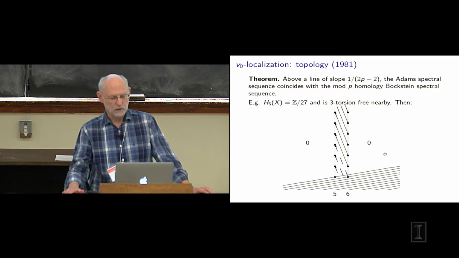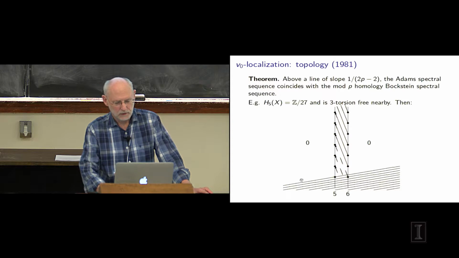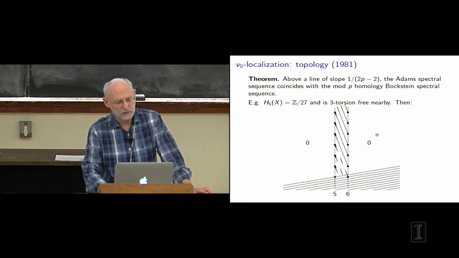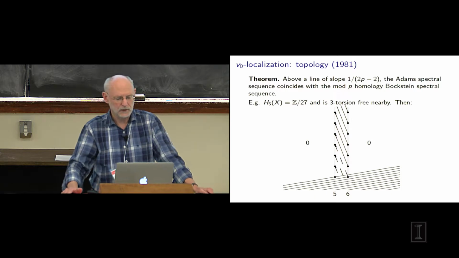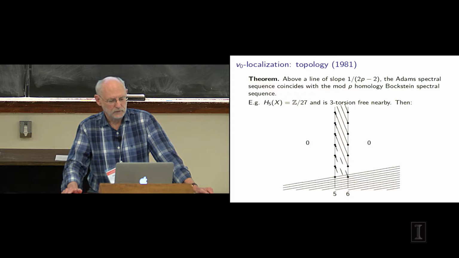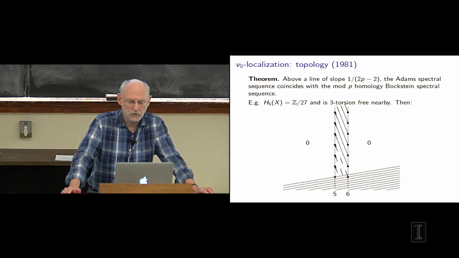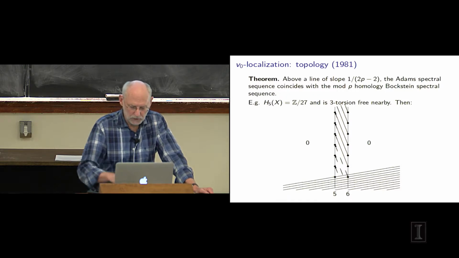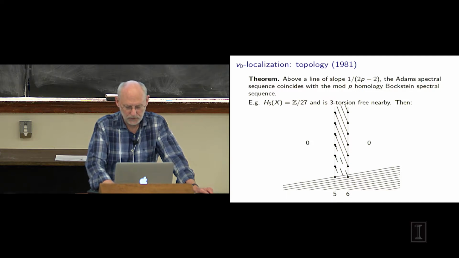So here's the picture. Above that line, this is slope 1/4 at the prime 3. If you have Z/27 in the integral homology of your spectrum and nothing anywhere else nearby, say, then you have these two towers at E2 and a d3 connecting them, because you've got Z/3 cubed torsion in the homology. So that's a kind of ideal result that you might like to see in this general framework.